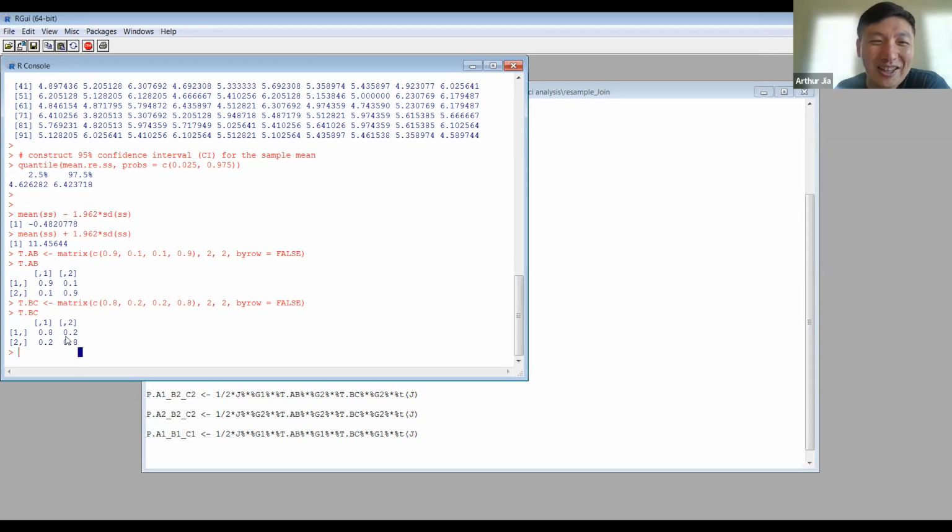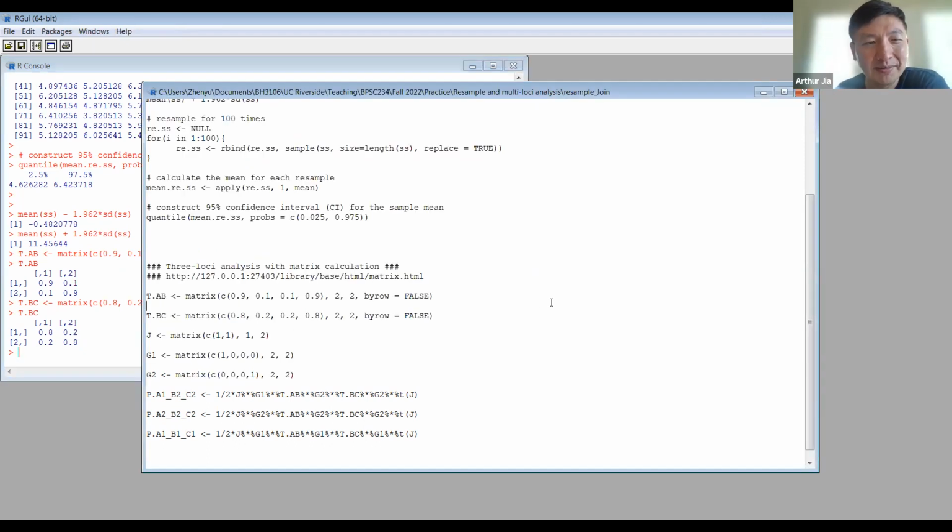Sorry, the R equals 0.2 means B and C are more removed from each other. Yes. Okay. And that's why you see more frequent recombination during the test cross, right?